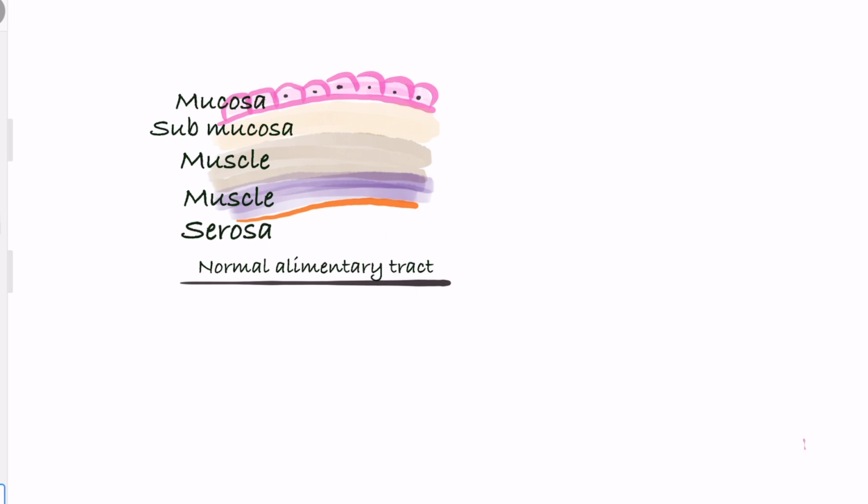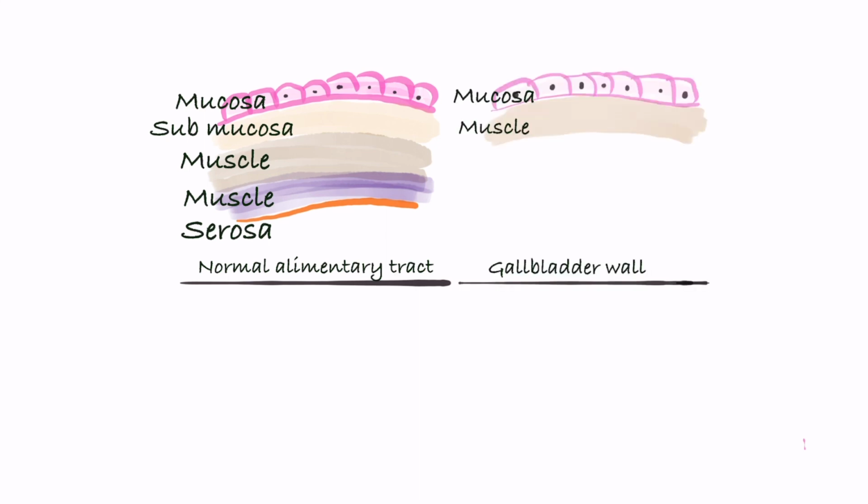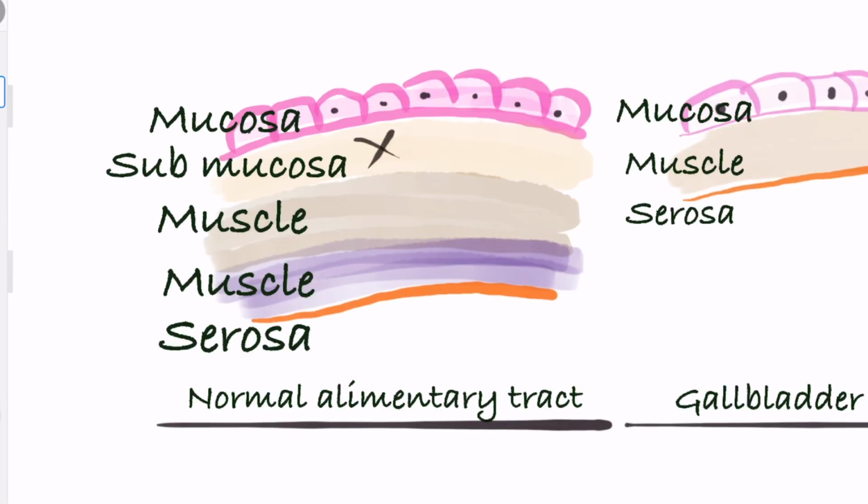Normal alimentary tract has 4 layers: mucosa, submucosa, muscle layers and serosa. In contrast, gallbladder wall has few layers missing. There is no submucosa, and there is a single muscle layer. There is probably a reason for it. The submucosa layer is a tough collagen-rich layer, so eliminating submucosa enables the gallbladder to distend easily.